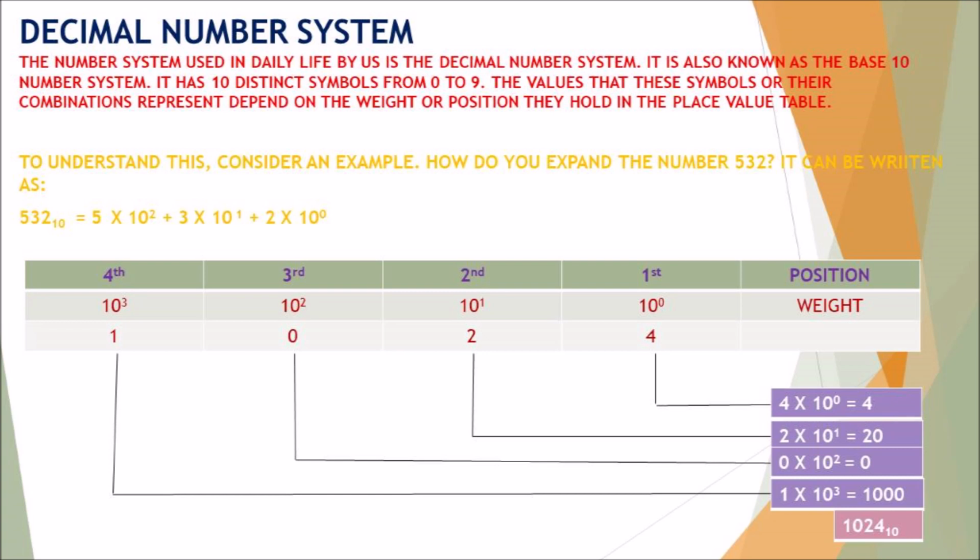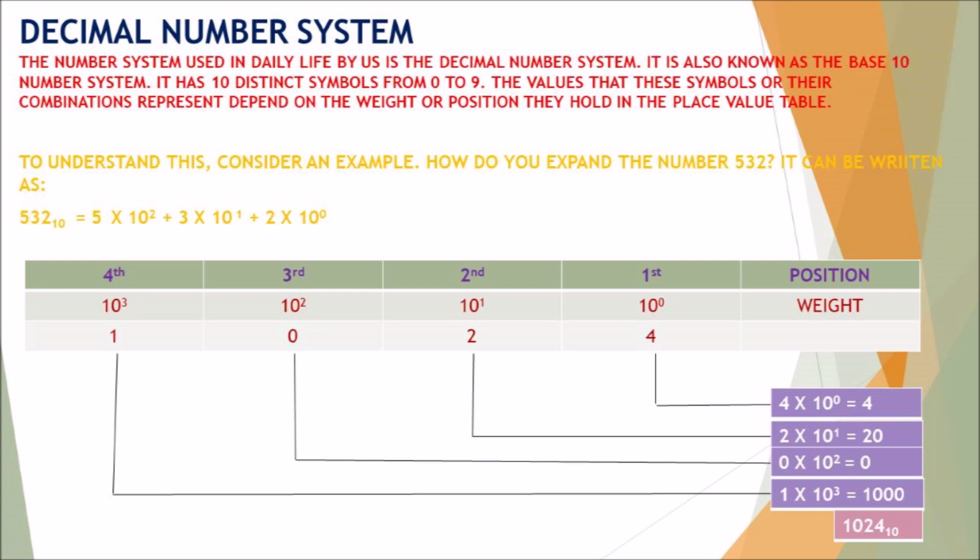Here the given number is 1024. The number 1024 is expanded. You have to multiply the digit and the weightage. So 4 into 10 power 0. 10 power 0 means the value is 1. Any number with the power 0 has the value 1. So 4 into 1. And next, 2 into 10 power 1. 2 into 10 is 20. And 0 into 10 power 2, that is 10 square, is 100. Anything we multiply with 0 is 0.